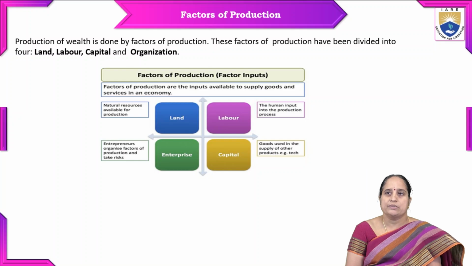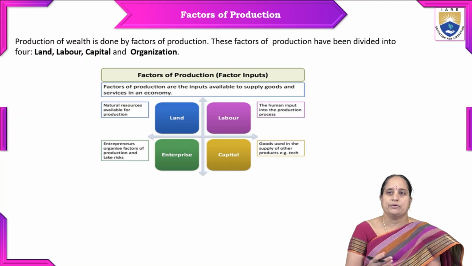So factors of production are the inputs available to supply goods and services in an economy. Land means it is a natural resource which is available for production process. Labor, the human input into production process. And capital, the goods used in the supply of other products.